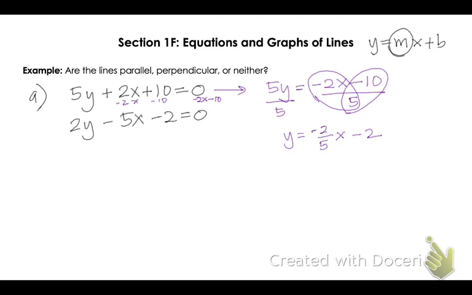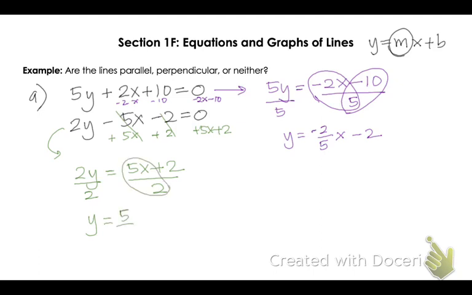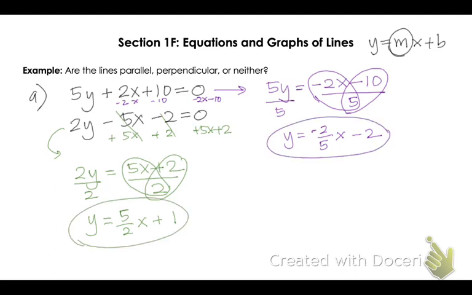Then I'm going to go over to my second line, and I'm going to solve this one for y as well. So I'm going to add 5x and add 2. I get 2y equals 5x plus 2, and then divide everybody by 2. That gives me y equals 5/2 x, and then 2 divided by 2 is plus 1. So we want to look at this line in that format, and then this line. So we're looking at those two.